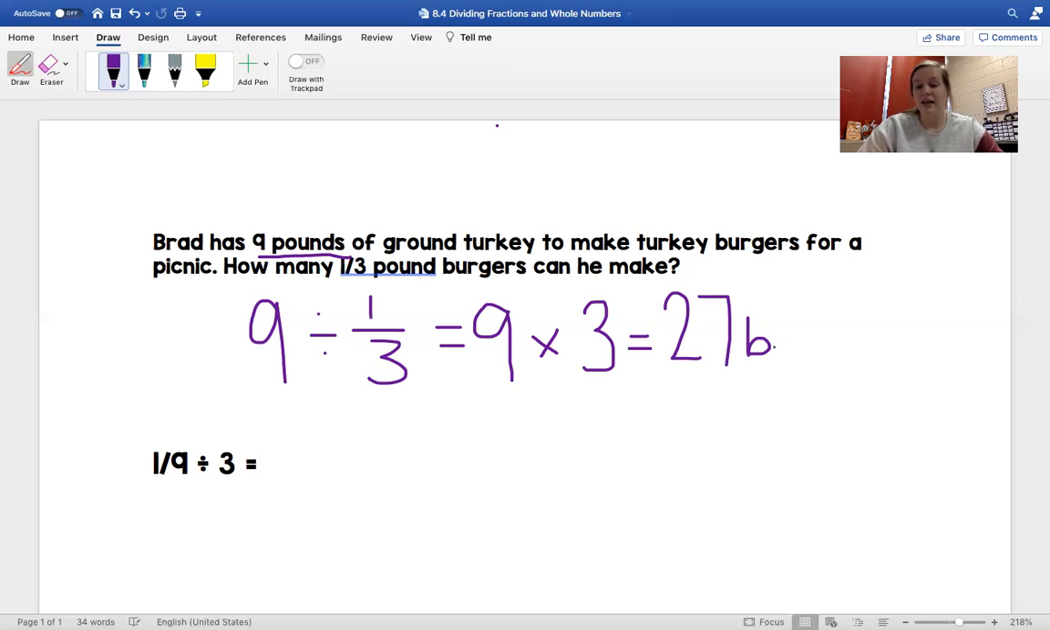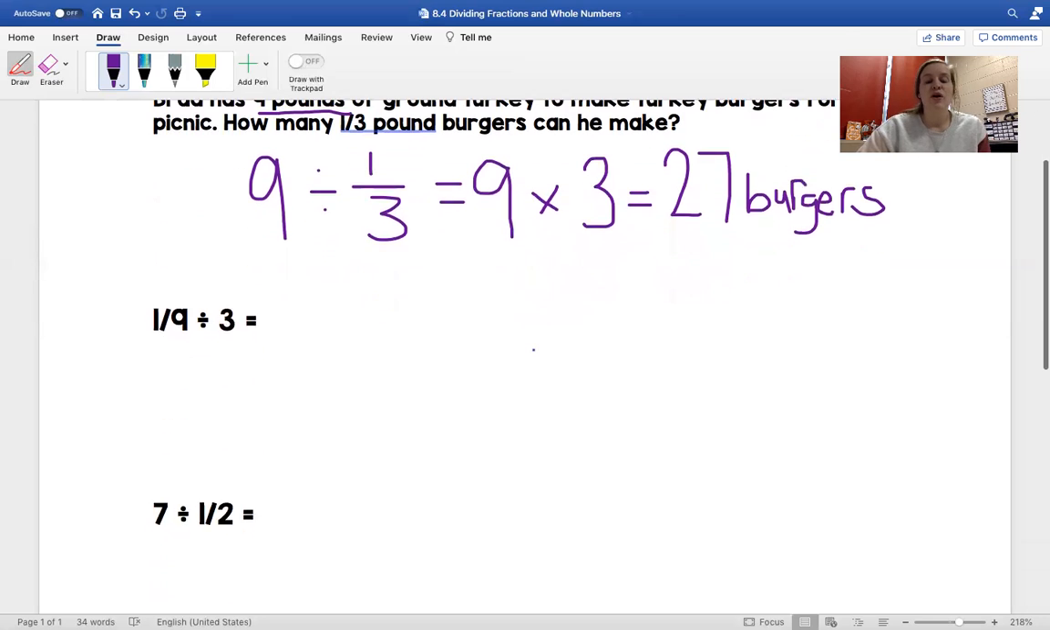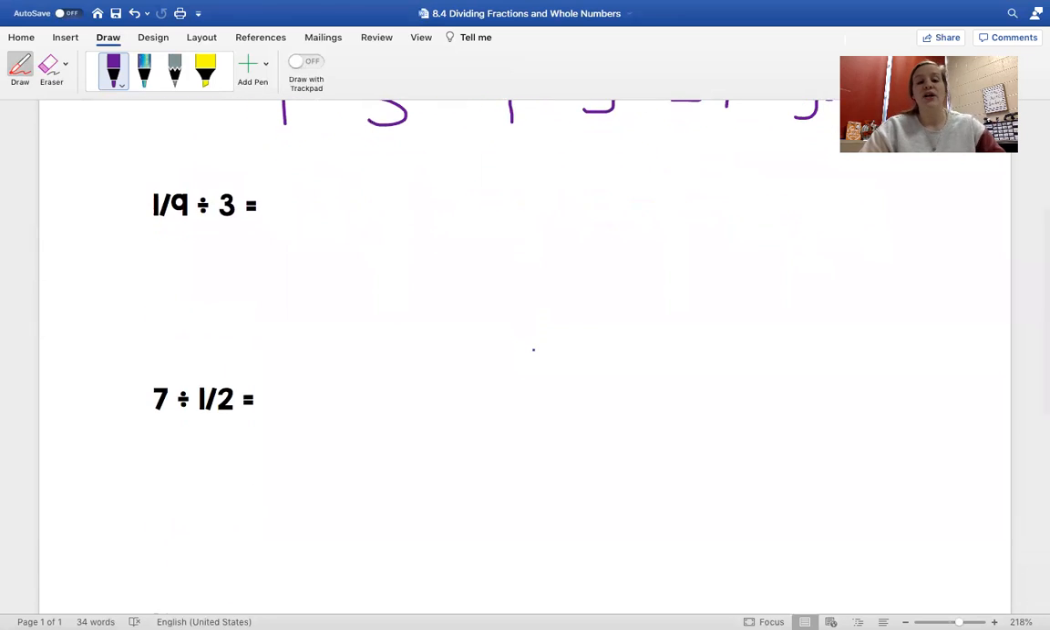So how many burgers can Brad make? 27. And you will see, especially on your test, you have to tell me 27 what? It'll be 27 burgers. So you have to be specific about what that 27 is. Alrighty. Then our next problem is 1/9 divided by 3. If it helps you to write your fractions like this, rewrite your problem before you start. There's nothing wrong with that, okay?